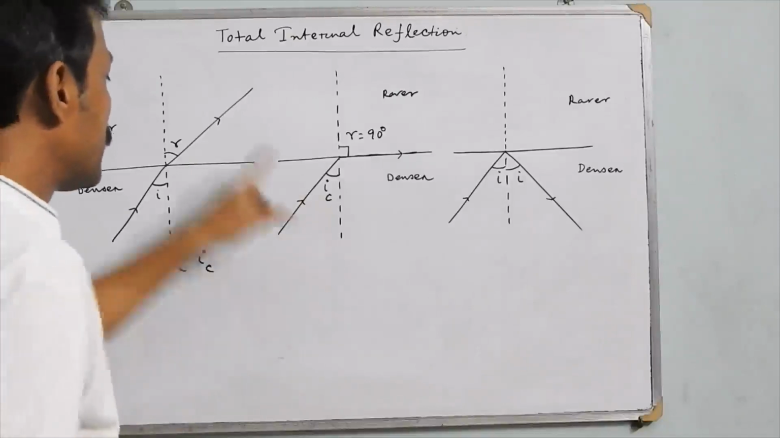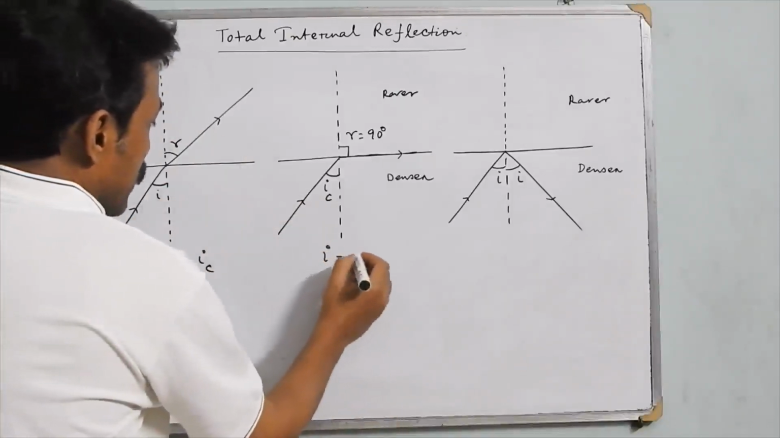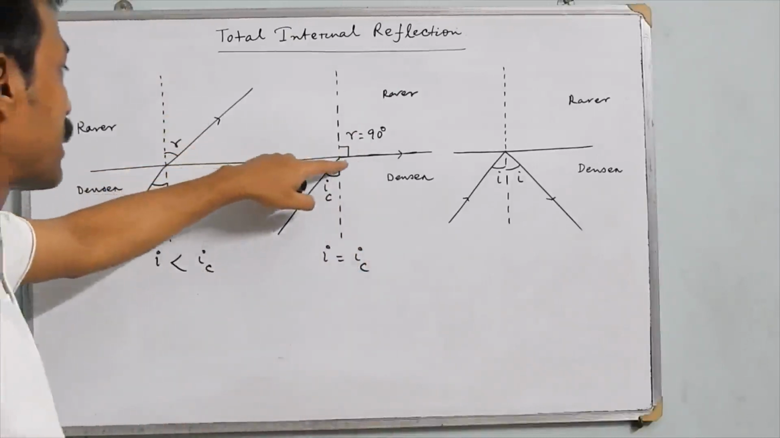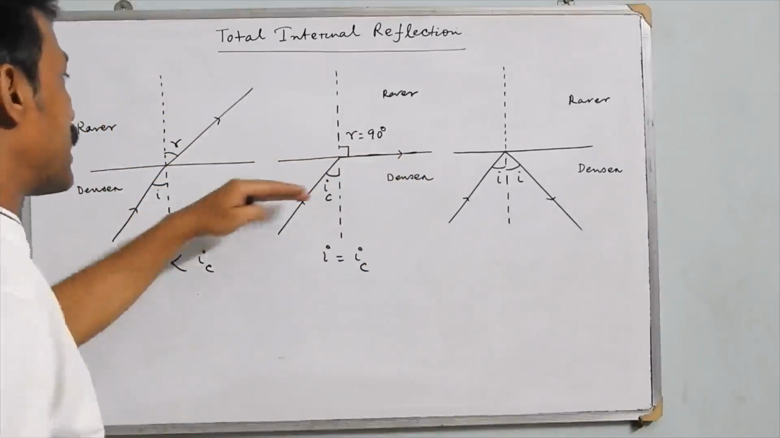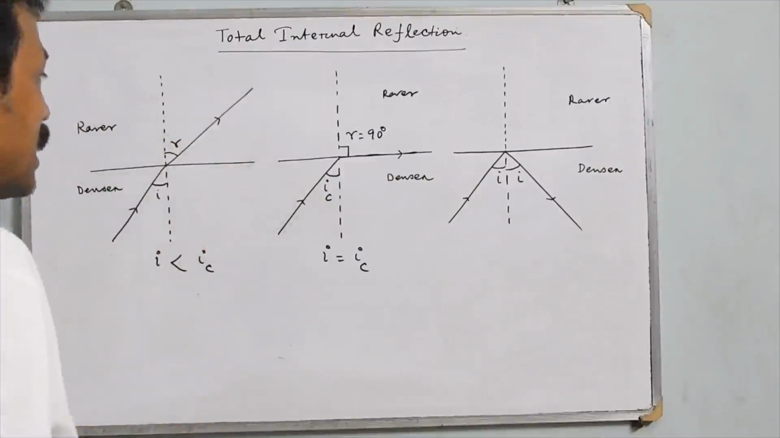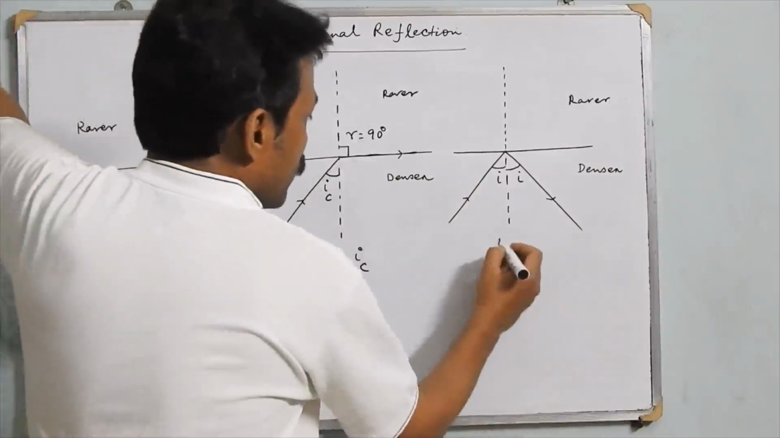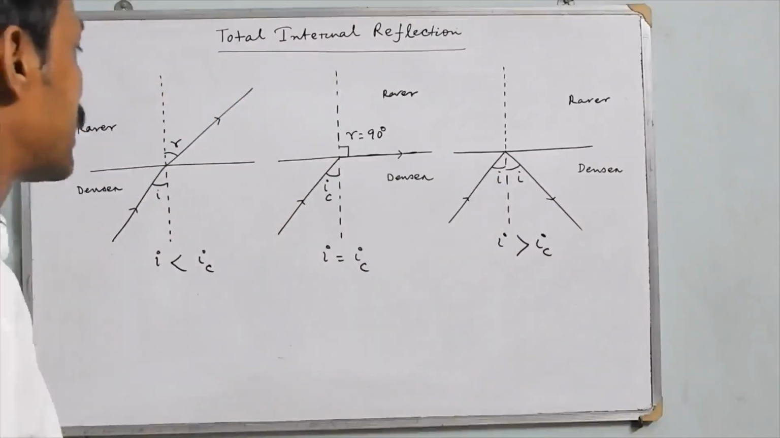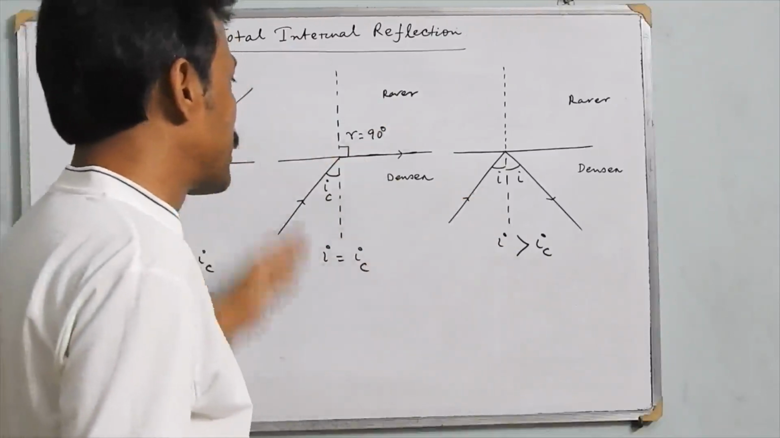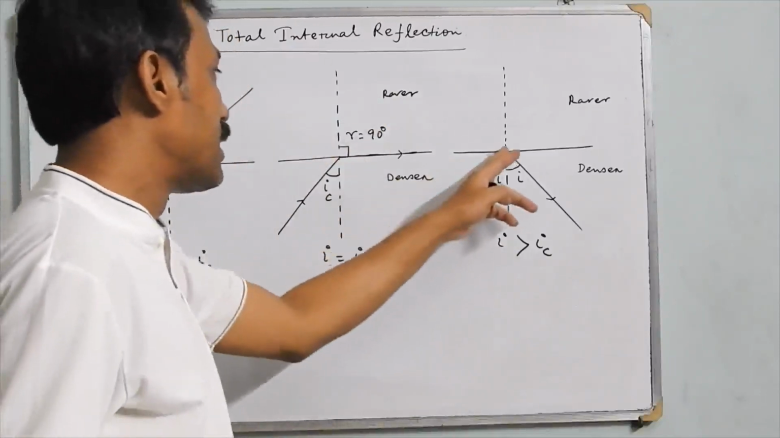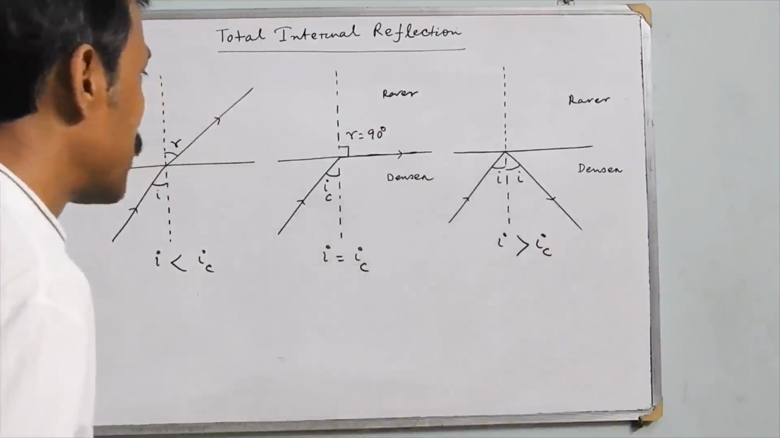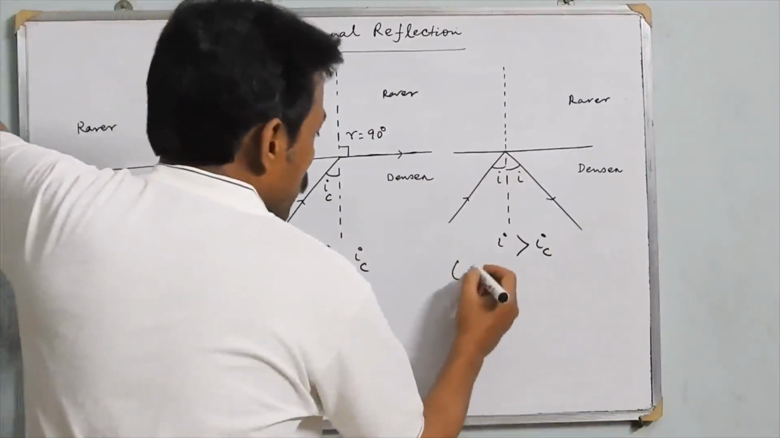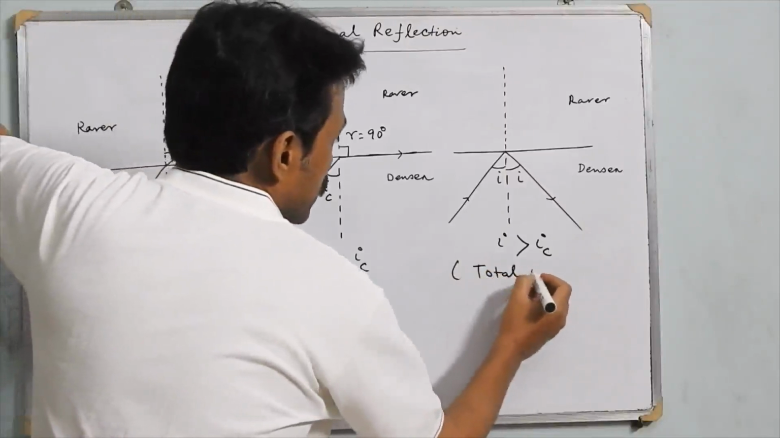When the angle of incidence is equal to the critical angle, then the angle of refraction is 90 degrees and the refracted ray grazes the boundary separating the two media. The third situation is when the angle of incidence is greater than the critical angle. And when the angle of incidence is greater than the critical angle, there is no refracted ray. The ray has actually reflected back into the same denser medium and it obeys the laws of reflection, and this situation is called total internal reflection.